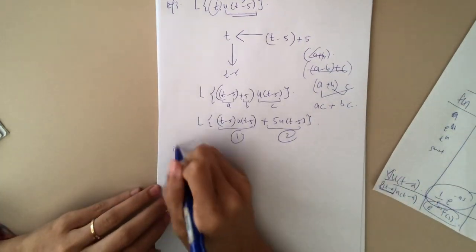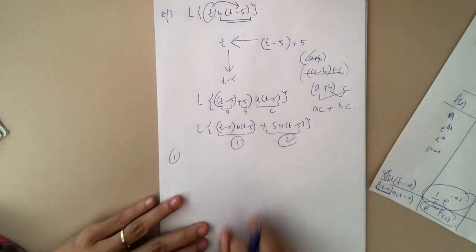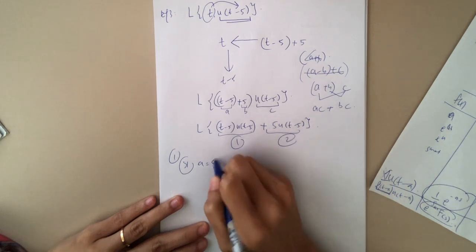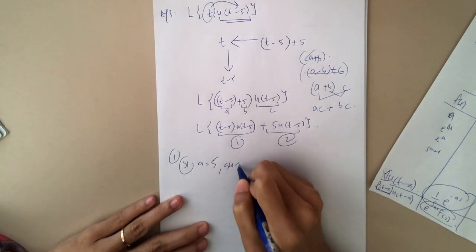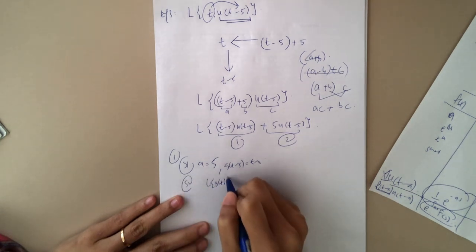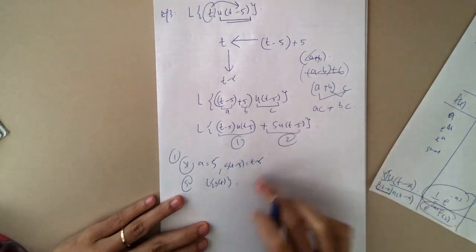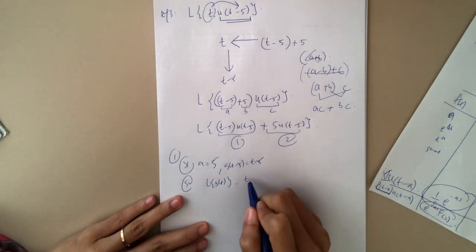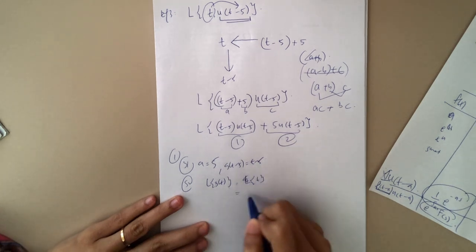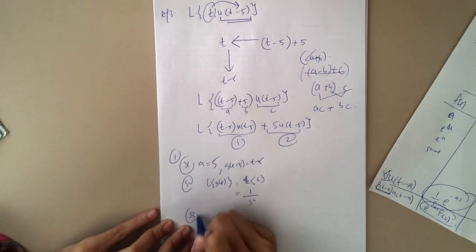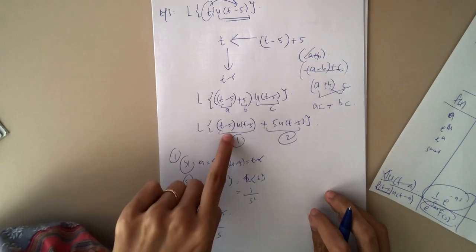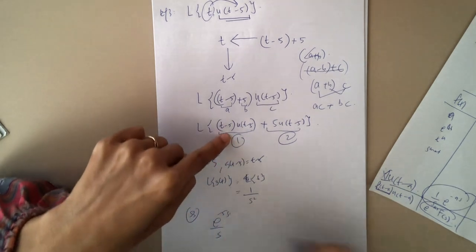So I solve first for number one. You just follow the steps that I showed you just now. Step number 1, identify your a. Your a is 5. What is your g? t minus 5 is t minus 5, so g(t) means t. Step number 2, find the Laplace transform for g(t). The Laplace transform for t is equal to 1 over s squared, and the last step is e to the negative 5s times 1 over s squared. So this is the answer for the first one.